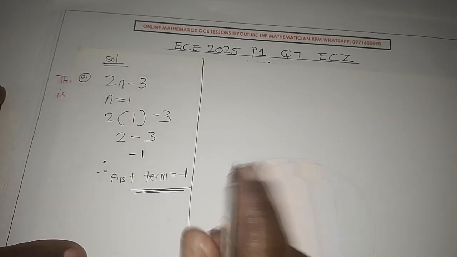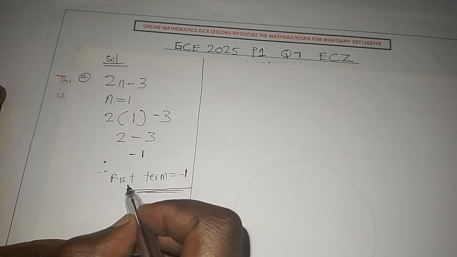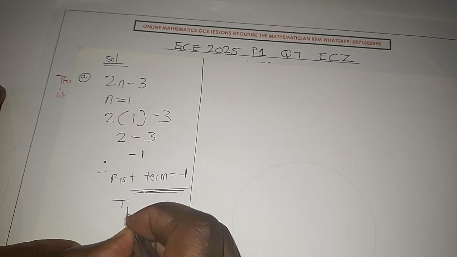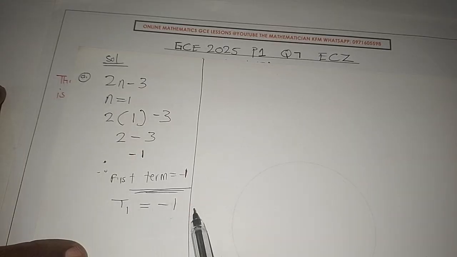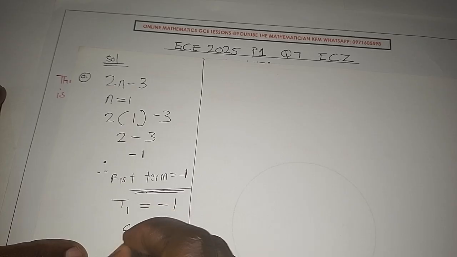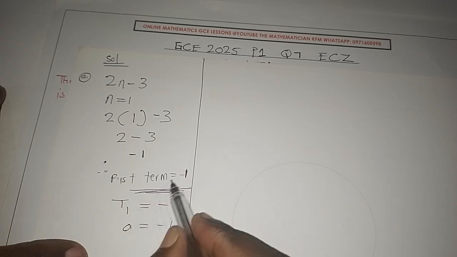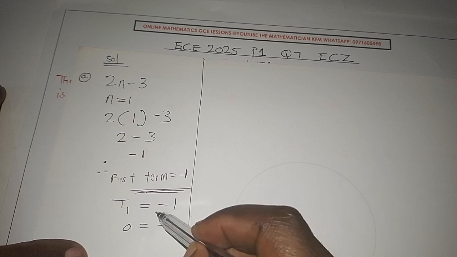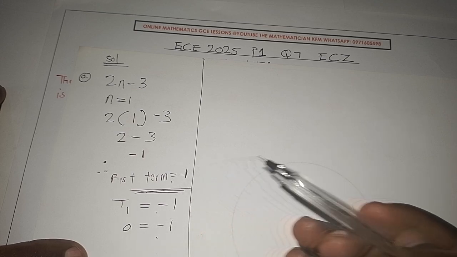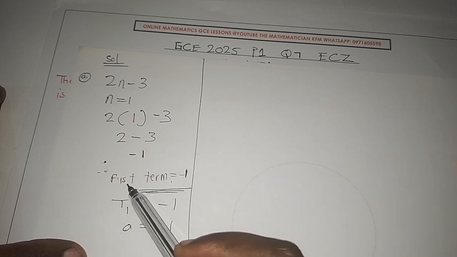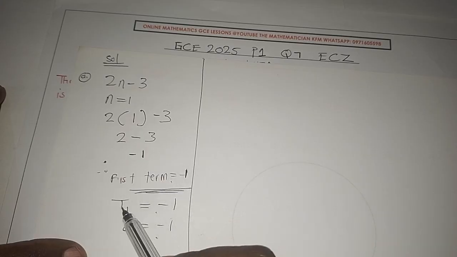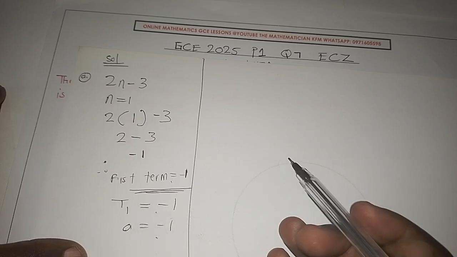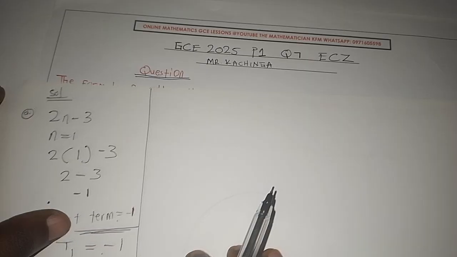There is something you have to know: sometimes instead of saying first term, you can say T1 is equal to negative 1, meaning first term is equal to negative 1. Or you can say A is equal to negative 1. They are one and the same, but I've just decided to say first term is equal to negative 1. Just to know, T1 meaning first term, or A equals negative 1, is also correct. Okay, let's solve for B.